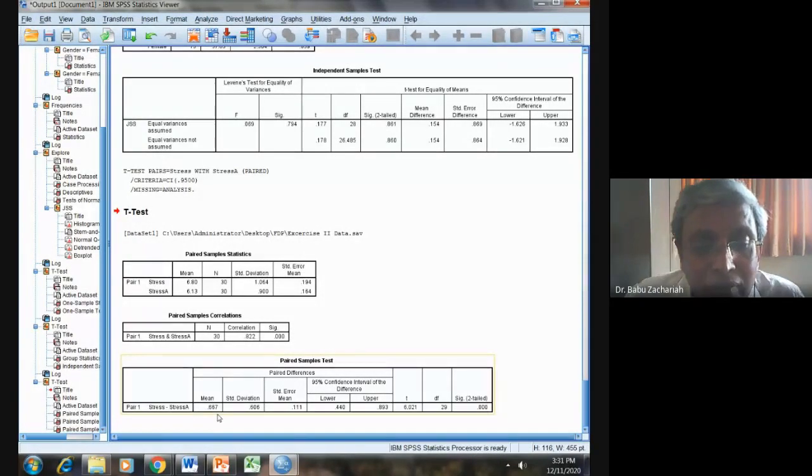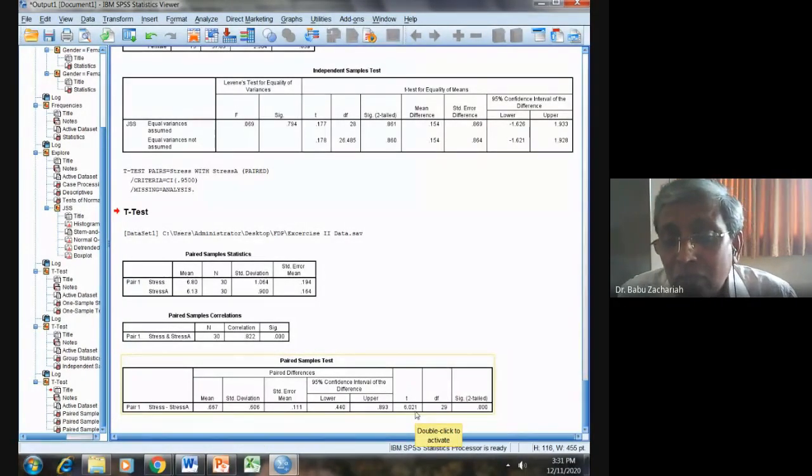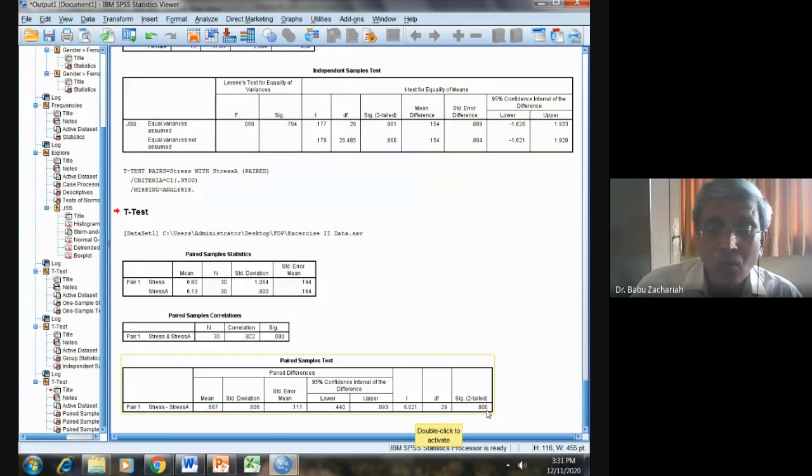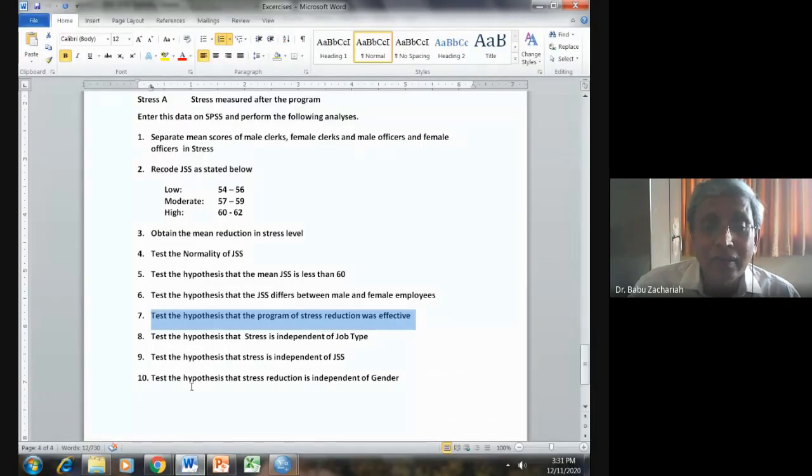So the mean difference is 0.667. And the corresponding t value is 6.021. And the significance is... what is our null hypothesis? That there is no difference. Alternative hypothesis, how will you decide? You have to read the question carefully. That the stress reduction program was effective means greater than 0. So it is a one-tailed test.